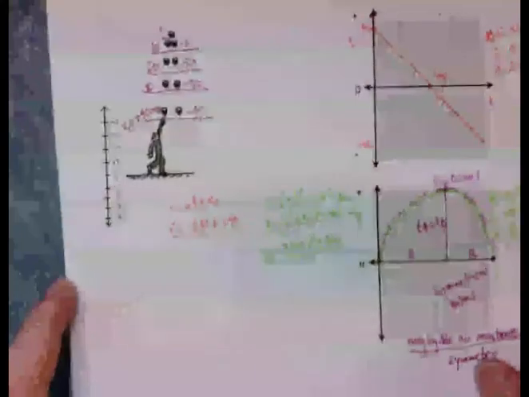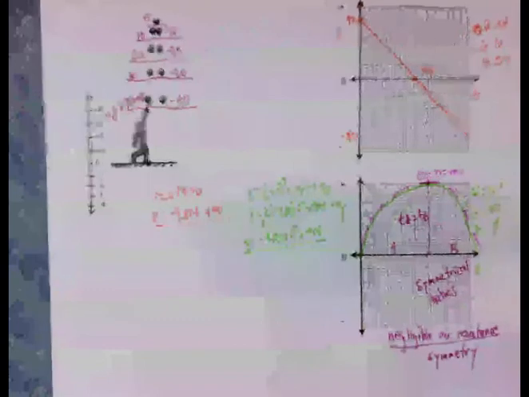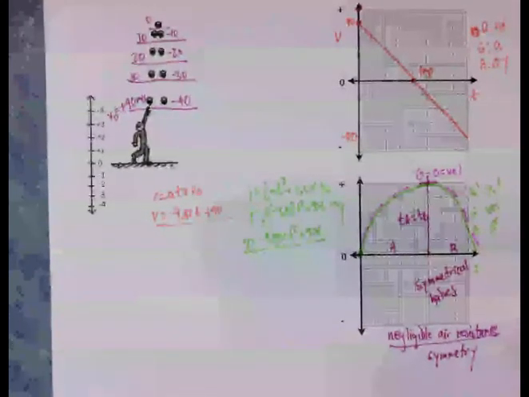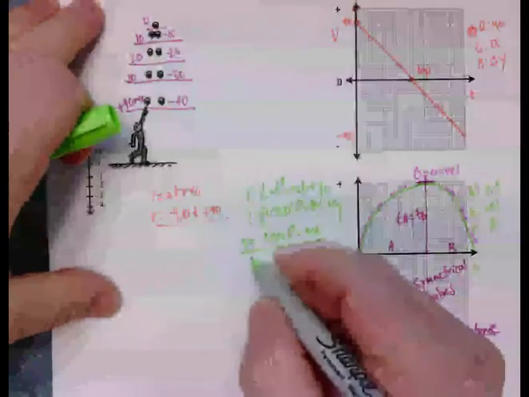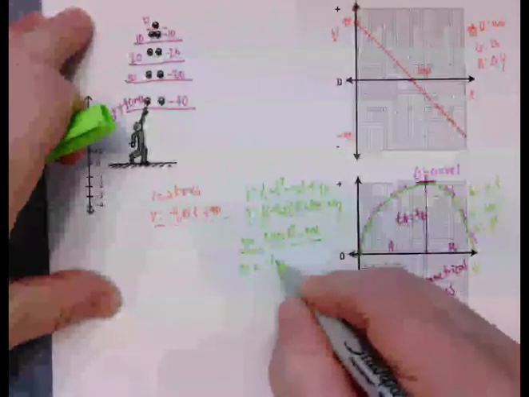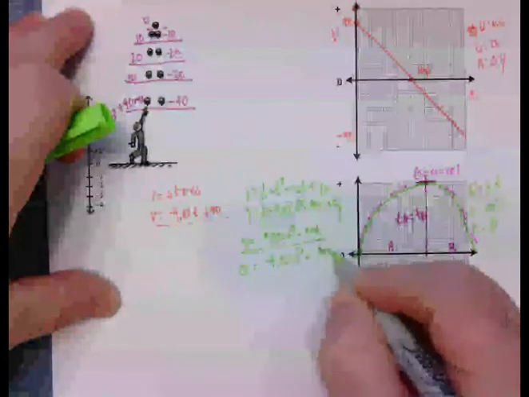So now let's consider, we want to actually find out how long it will take to hit the ground, come back down, and what its impact velocity will be. Well, we know in this particular case that the position will be 0 when that happens. So we have negative 4.905 t squared plus 40t.